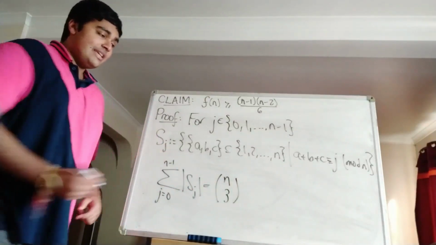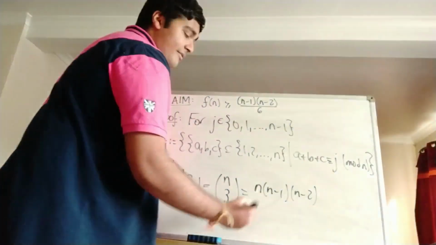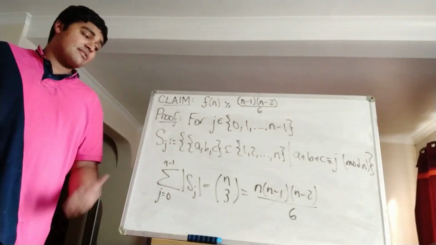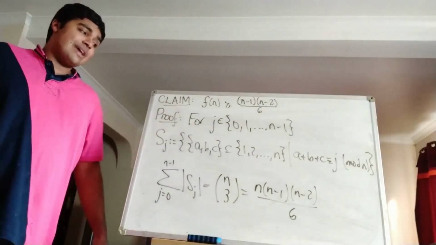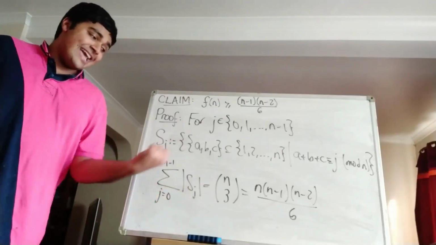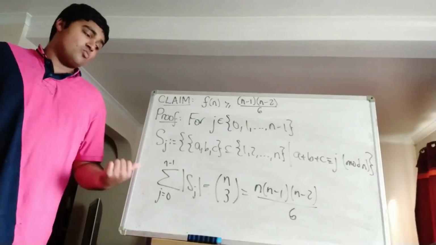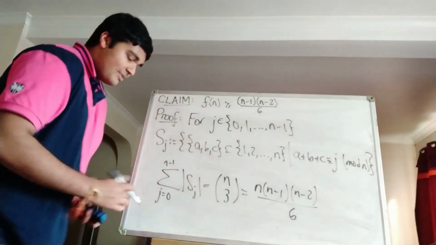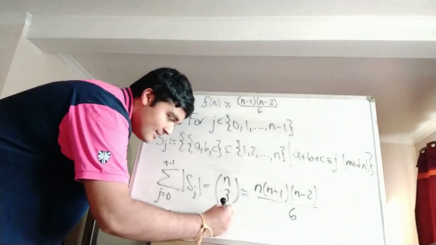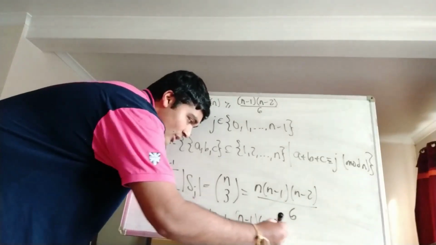But n choose 3 is just n times n minus 1 times n minus 2 all over 3 factorial, which is just 6. So we have the sum from j equals 0 to n minus 1 of the cardinality of Sj is equal to n times n minus 1 times n minus 2 over 6. But because we're summing up n elements here, and we're getting this thing here, that means at least one of these guys here, so in other words, there exists j such that the cardinality of Sj is bigger than or equal to n minus 1 times n minus 2 all over 6.